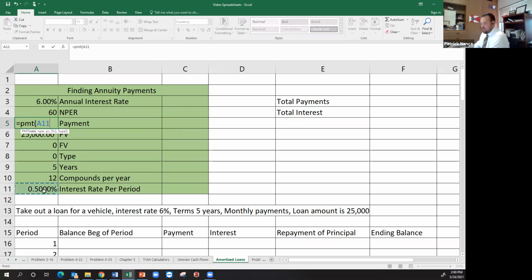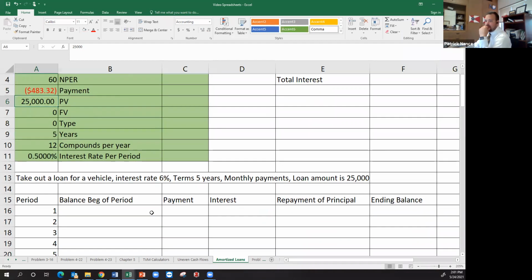To find my payment, this is the function we used last time, equals PMT. I take my rate, comma, my number of periods, comma, my present value, comma, future value, comma, and type, and then end my parentheses. Okay, so 483.32.